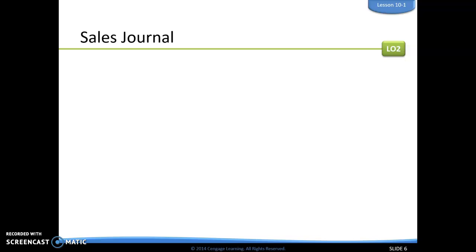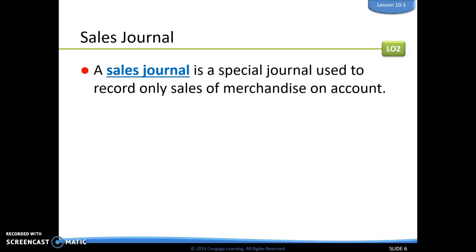Okay, so then we move into another special journal, which is our sales journal. This is a special journal used to record only sales of merchandise on account. So whenever we sell our merchandise to a customer on account, we're going to use that sales journal. Just like we had our purchases journal, now we have the sales journal.